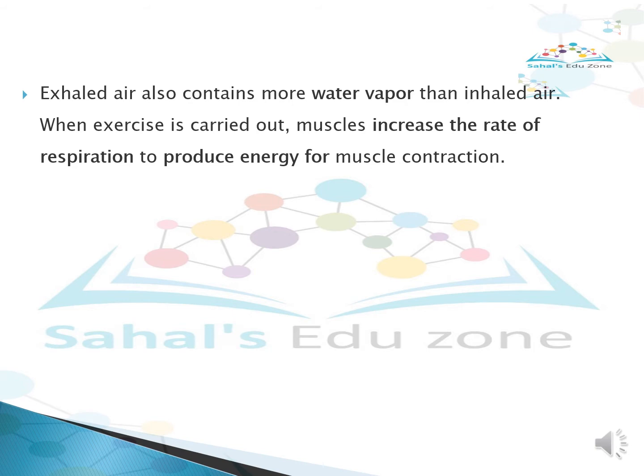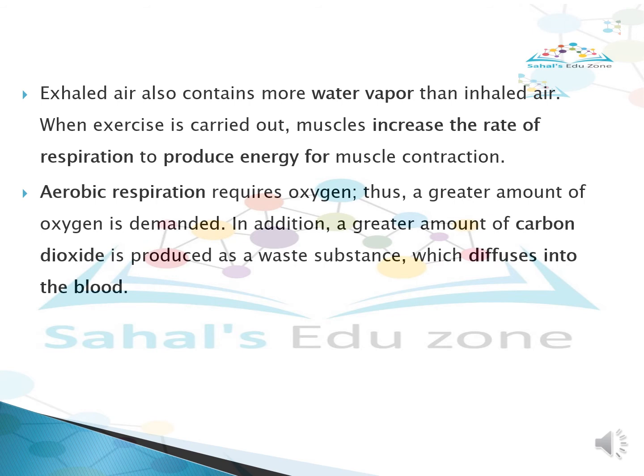When exercise is carried out, muscles increase the rate of respiration to produce energy for muscle contraction. Aerobic respiration requires oxygen, thus a greater amount of oxygen is demanded. In addition, a greater amount of carbon dioxide is produced as a waste substance which diffuses into the blood.